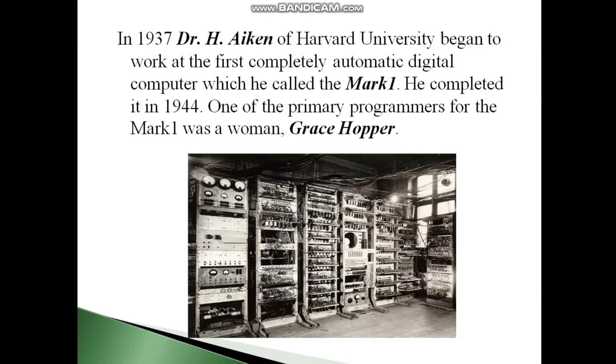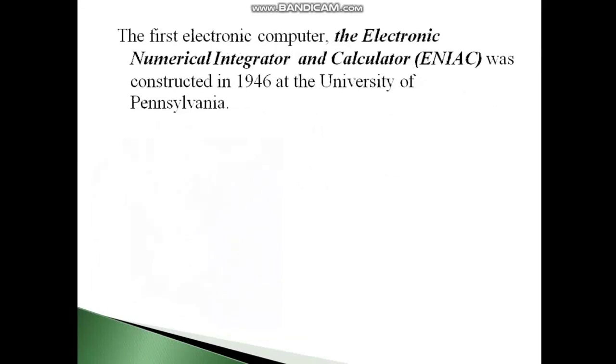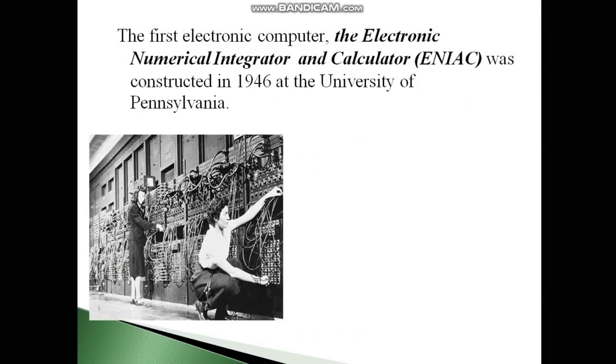In 1937, Dr. Aiken of Harvard University began to work on the first completely automatic digital computer, which he called the Mark I. He completed it in 1944. One of the primary programmers for the Mark I was a woman, Grace Hopper. The first electronic computer, the Electronic Numerical Integrator and Calculator, was constructed in 1946 at the University of Pennsylvania.